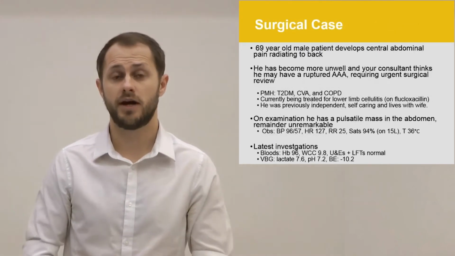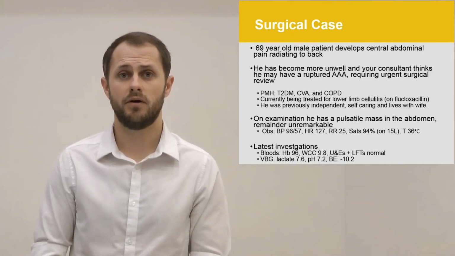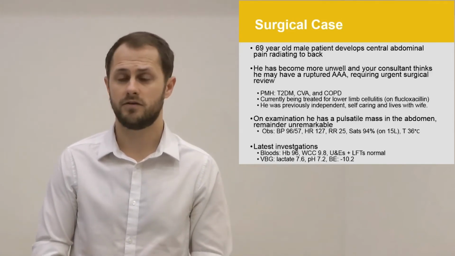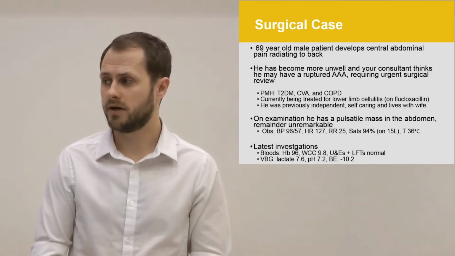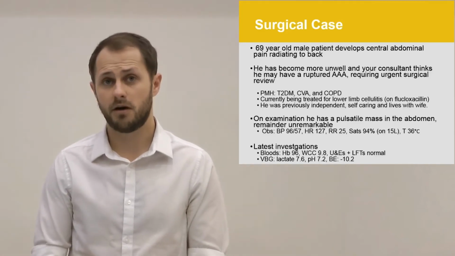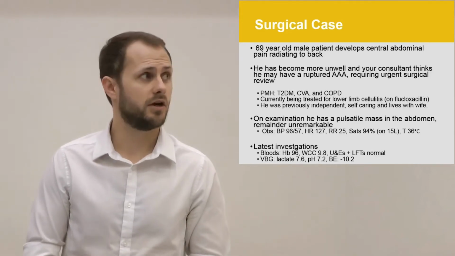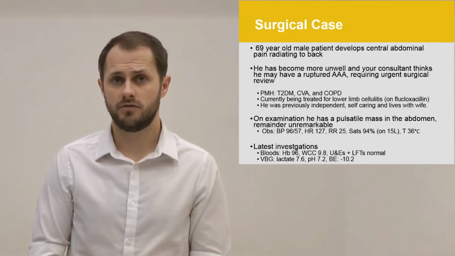This is a surgical case example, and we'll use the SBAR for this patient to show how this patient could be referred to the surgeons. So you're on your ward round when you see a 69-year-old male patient who develops central abdominal pain that radiates to the back. He's become more unwell, and your consultant is concerned that he may have ruptured a AAA. This requires an urgent surgical review.